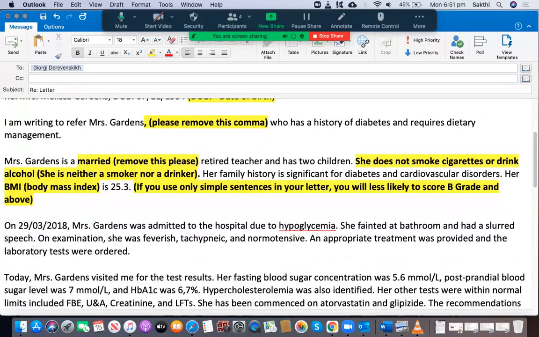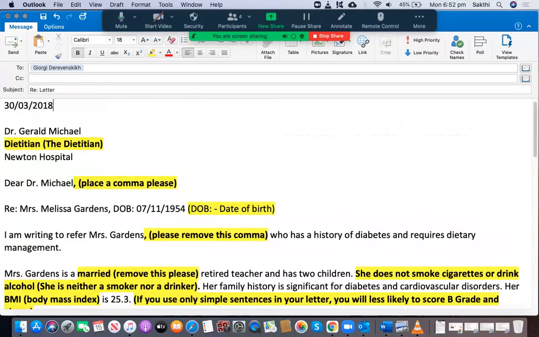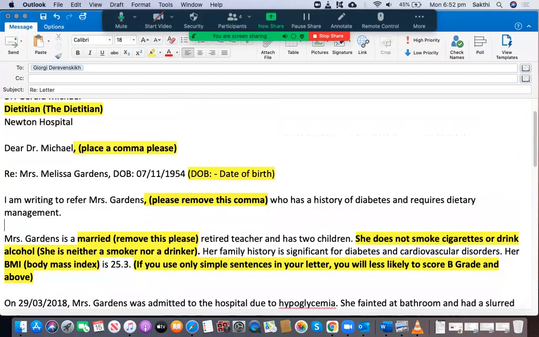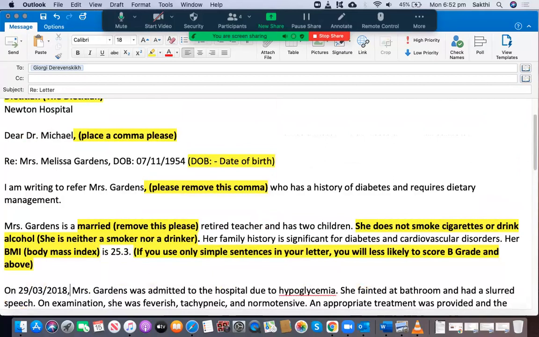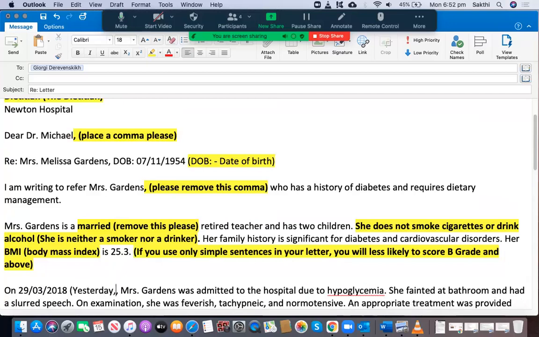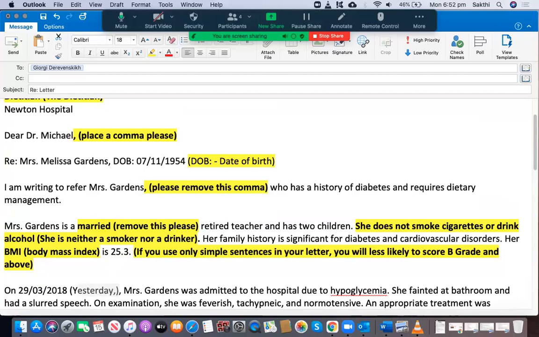All right, let's go through here. On 29/3/2018, let's go through the date here. So today's date is 30/3/2018, isn't it? So if he has written 29, he could have used yesterday. You need to interpret the dates in the form of time references. So what he could have done is mention yesterday, comma, instead of just writing the same day. Okay. If it is 2 days before, then you have to say 2 days ago. If it is 3 days ago, you have to say 3 days ago.